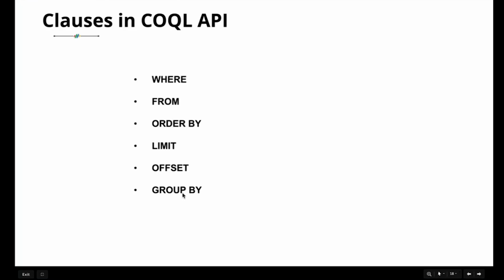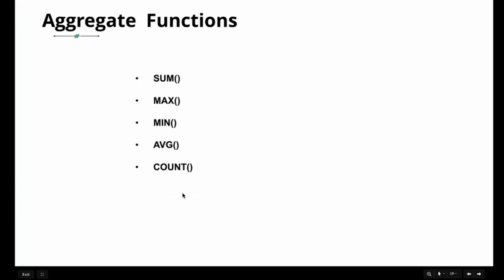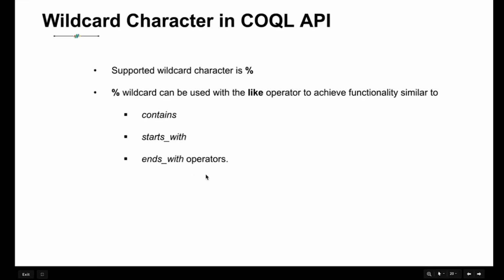And COQL also supports the aggregate functions. The aggregate functions that this API supports are sum, max, min, average, and count. And COQL API also supports the wildcard character. As many of you know, the wildcard in the like operator is used to achieve functionality similar to contains, starts with, and ends with operators.